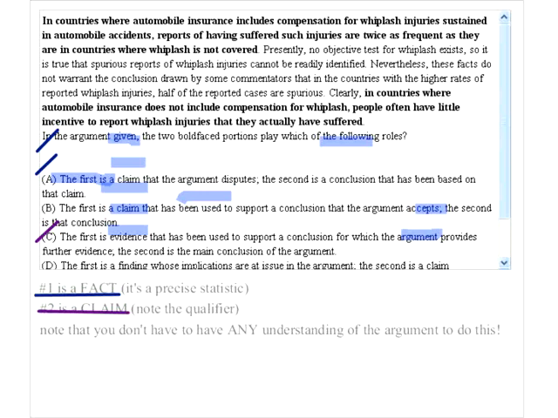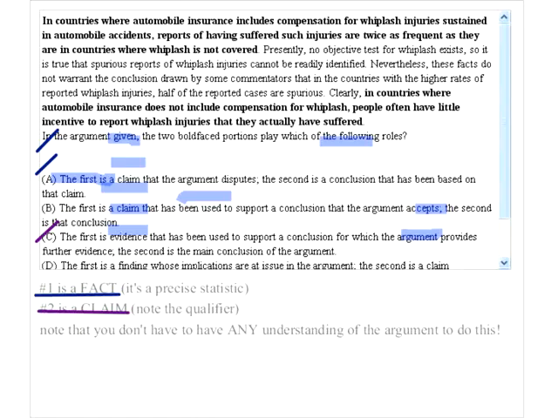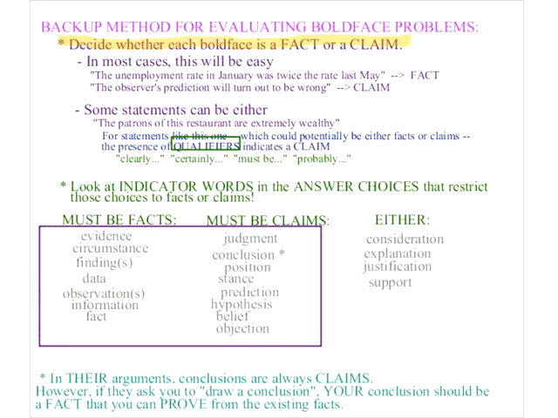Now, this procedure definitely has its limits. For instance, C and D both pass these 2 tests. Evidence would be a fact, and conclusion would be a claim. Finding would be a fact, and of course, claim is a claim. So we can't really get past C versus D, but that's pretty darn good, because if you look at how many answers there were that were not C or D, there were a lot of them. So this is a pretty awesome method.